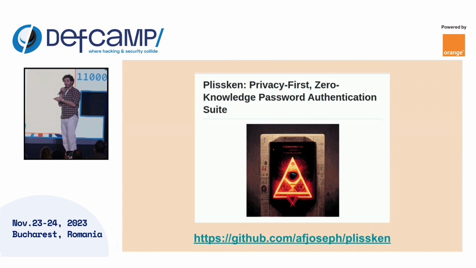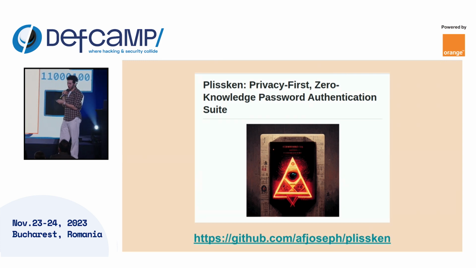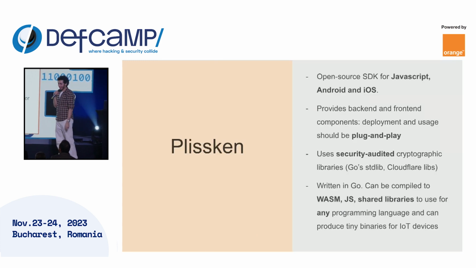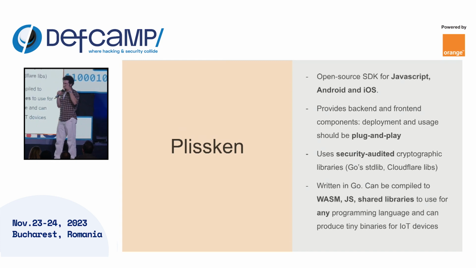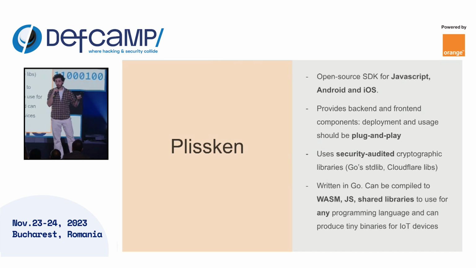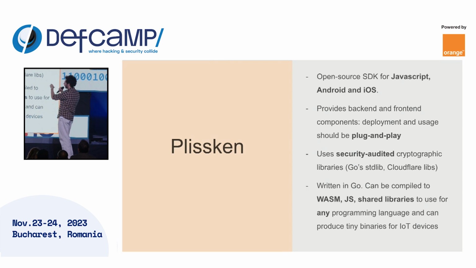And I designed this logo myself, so I'm actually quite happy about that. I think this is the proudest art I've ever done. So the idea behind Pliskin is that it's an open source SDK for JavaScript, for the front end, for mobile, and for the back end. It also has a database component, database wrappers. It's supposed to be plug and play, using standard cryptography libraries.